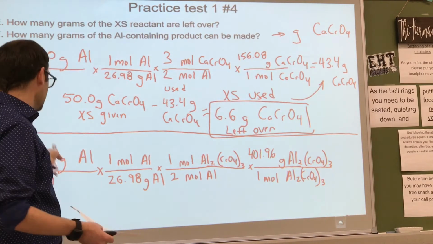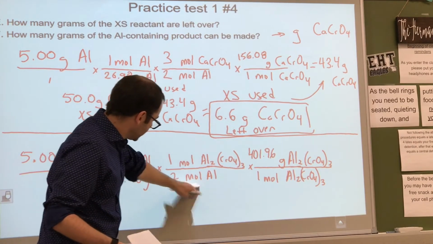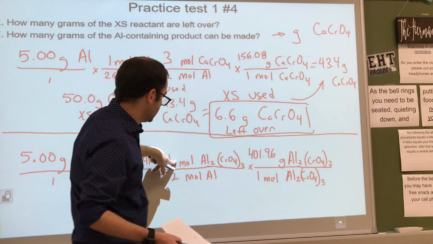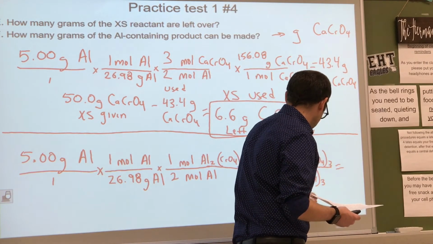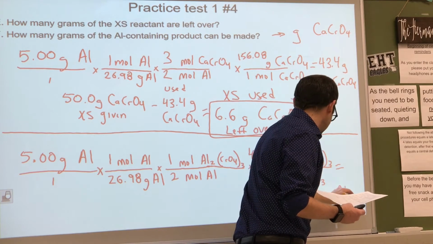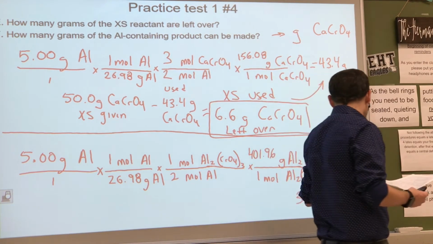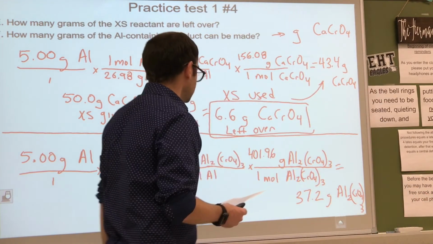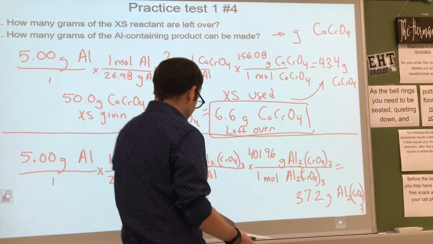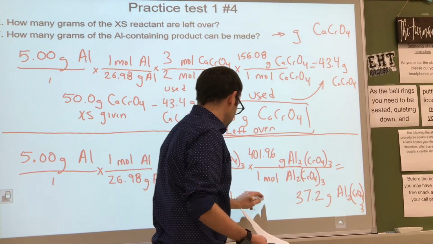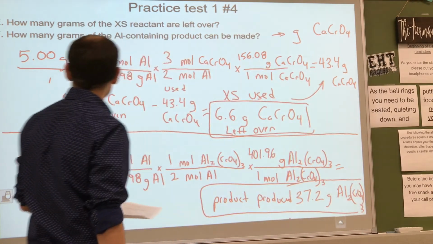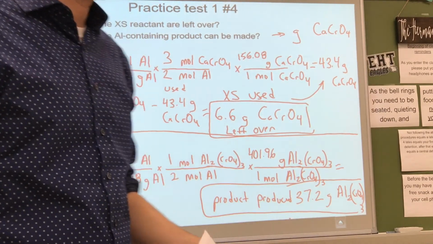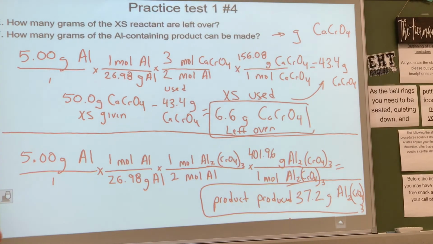All right, so let's look at the setup. We started with the limiting reactant. We converted it to moles. We took moles of the limiting reactant, converted it into moles of the aluminum-containing product, converted that into grams, and that will give us 37.2 grams of the aluminum-containing product, or aluminum chromate. All right, and that's the product produced, just like we've been doing before. Everybody okay with that step? Yeah? Okay.